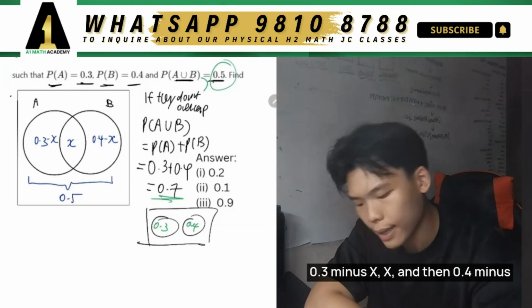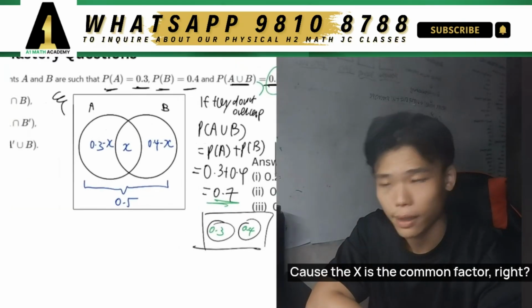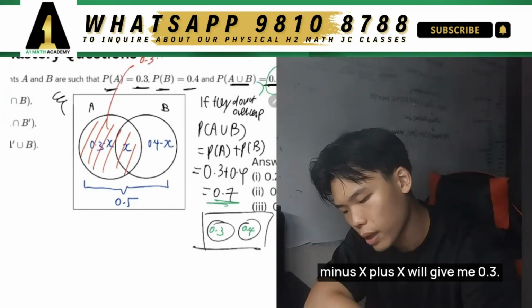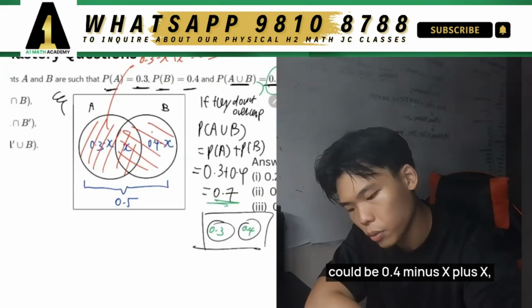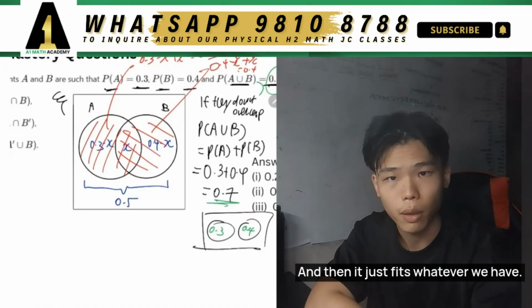0.3 minus x, and then 0.4 minus x, the whole thing gives me 0.5, right? Because the x is the common factor, right? And then if you just look at this over here itself, this is 0.3 minus x plus x, which will give me 0.3. And then this portion over here would be 0.4 minus x plus x, which will give me 0.4, right? And then it just fits whatever we have.